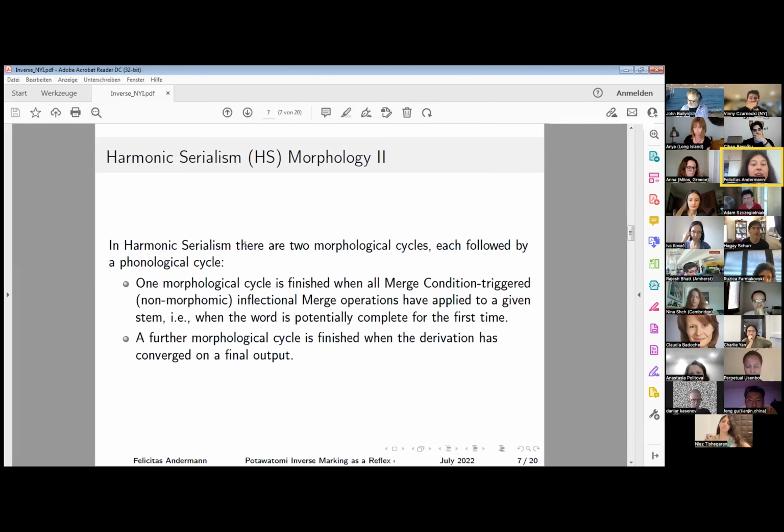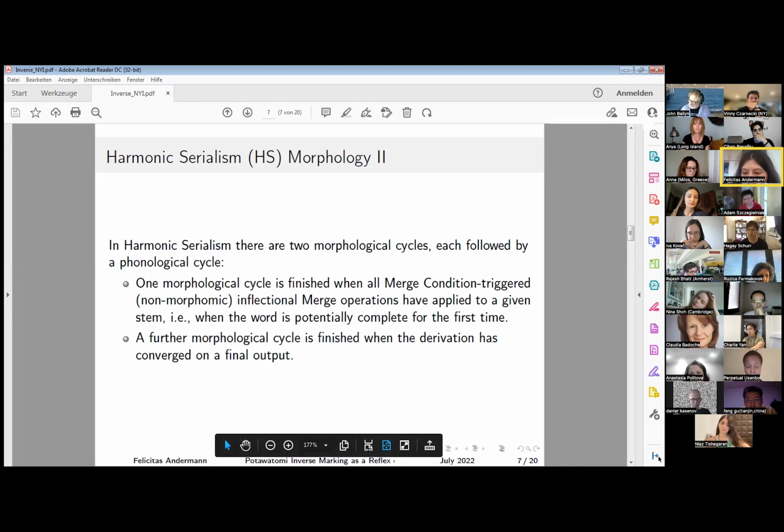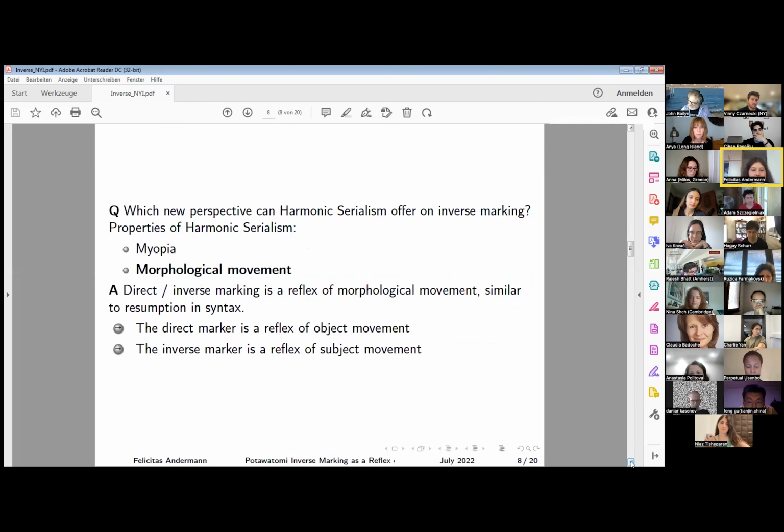The assumption is that there are two morphological cycles, each followed by a phonological cycle. The first morphological cycle is finished when all merge operations have been carried out, and the second morphological cycle is finished when all move operations or all residual constraints have been satisfied. So first you do your merge, then you do phonology, then you move, and then you do phonology. It's a bit like D-structure and S-structure in syntax. So some central properties are myopia and morphological movement, and the direct and inverse marking is a reflex of morphological movement, similar to resumption in syntax.